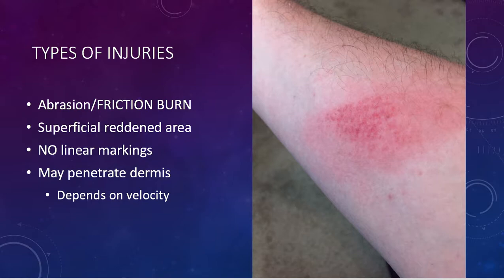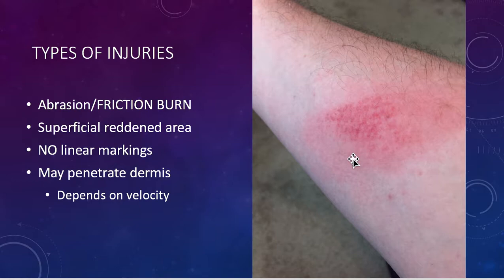So a friction burn is generally a superficial reddened area, but the key hallmark indicator that shows that it is a friction burn is there are no linear marks. This will make more sense in just a few more slides. It could penetrate the dermis, it may not. It really depends on the velocity of impact of the object to the skin, or from the body part to the object. But it's very indicative.